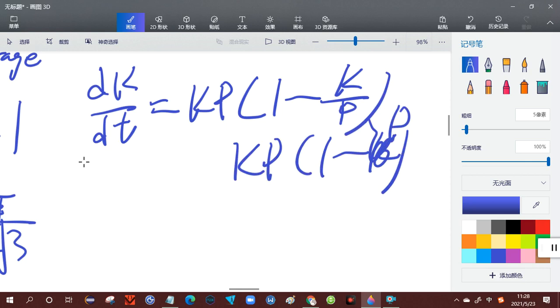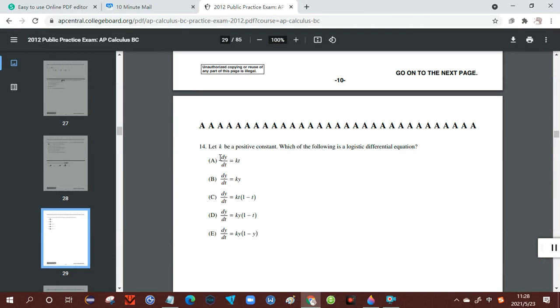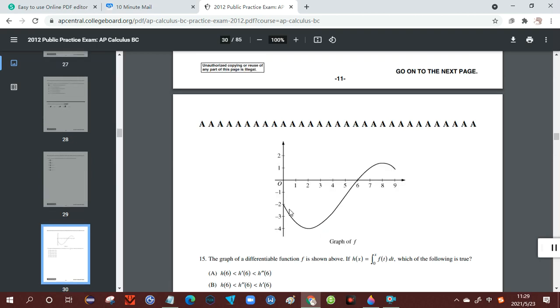For this problem, since it is dy over dt, the equation should not be involving any y, and the equation should be in a form of this. Therefore, we can see that C is the only correct choice. Remember, the logistic differential equation should not include any y, and it should be in a form of kx(1 - x). So therefore, C is the correct answer.